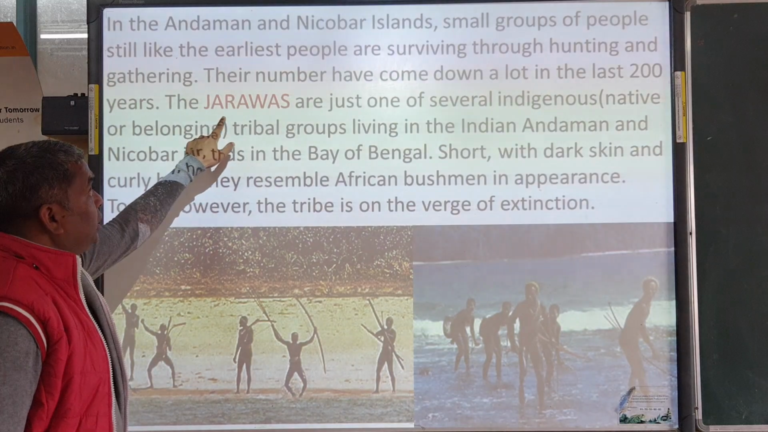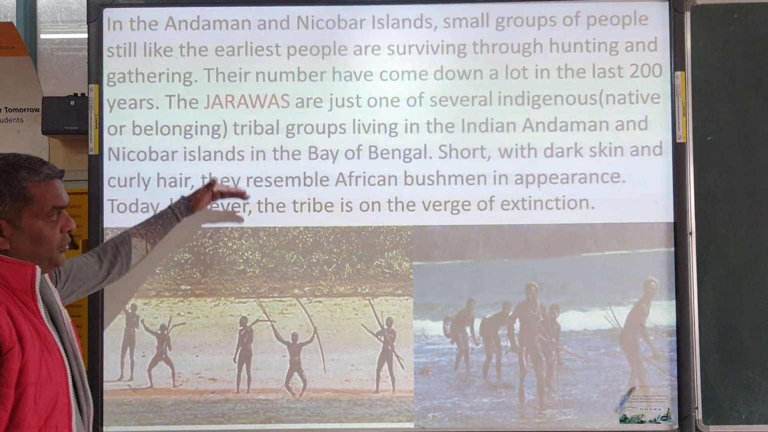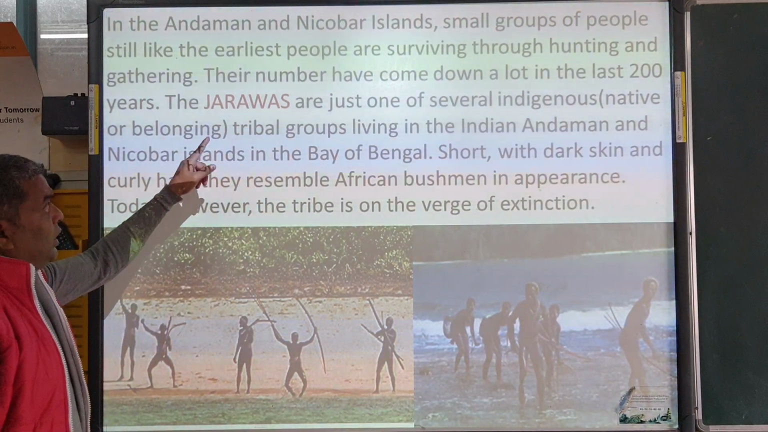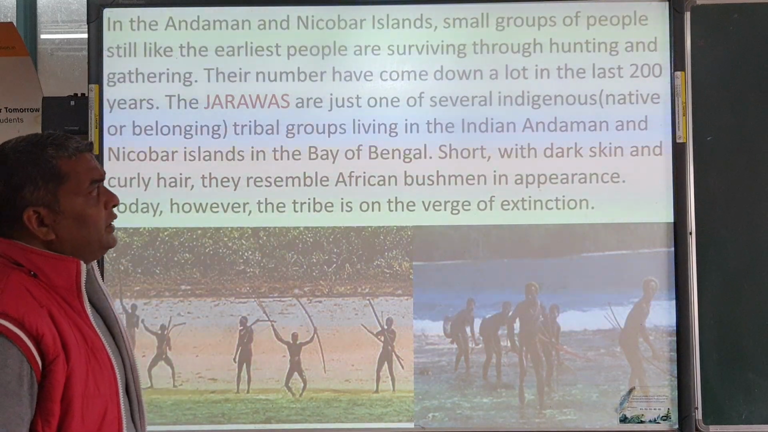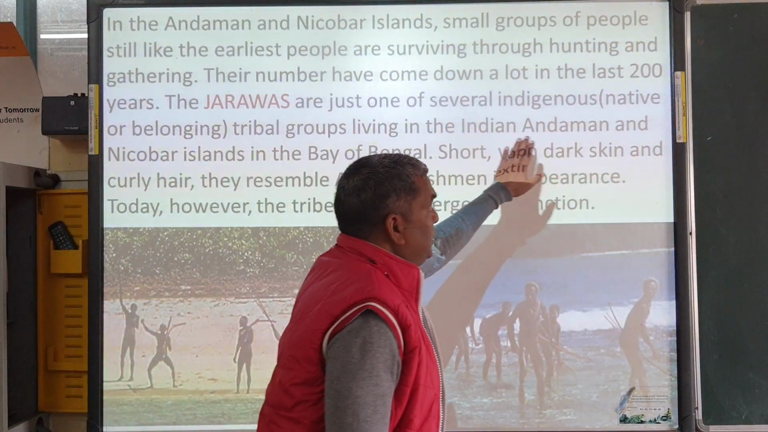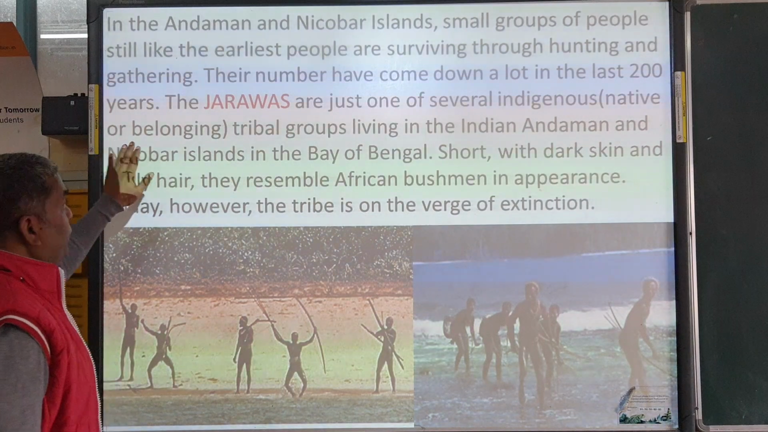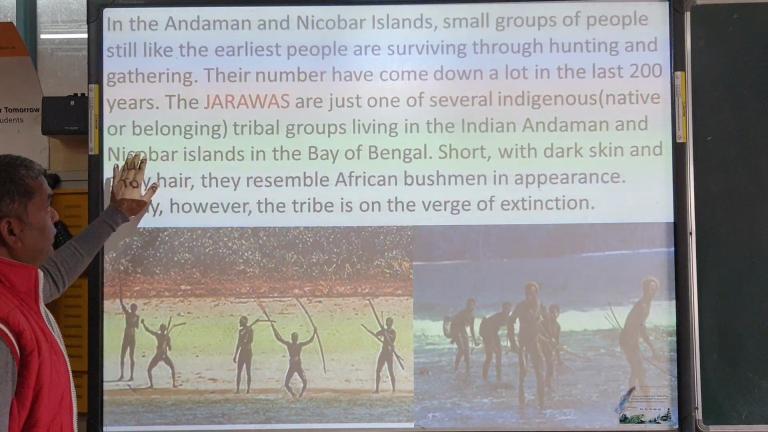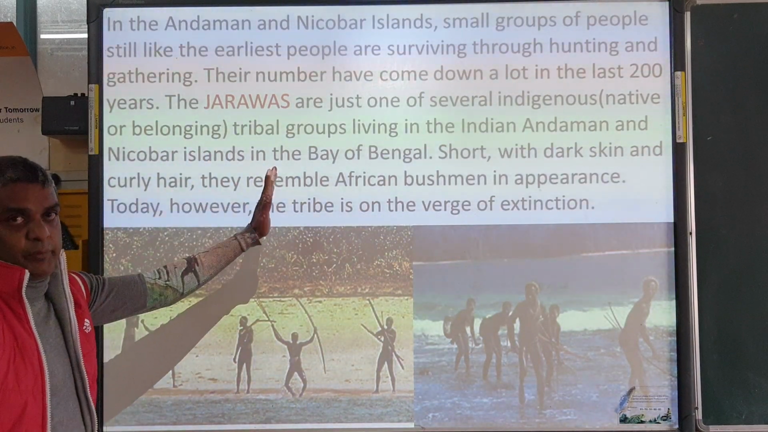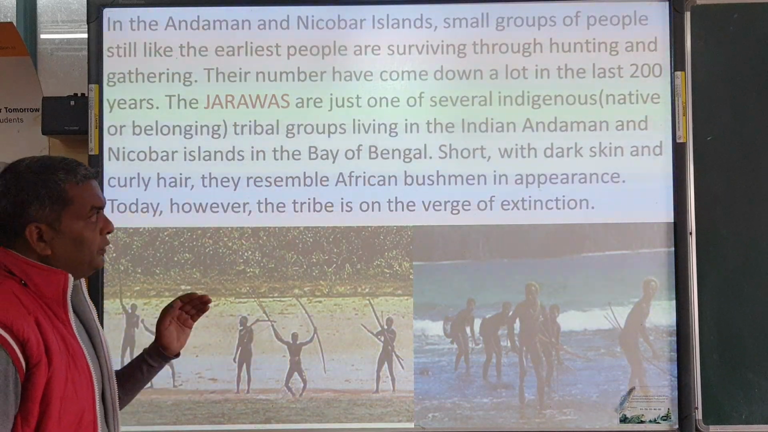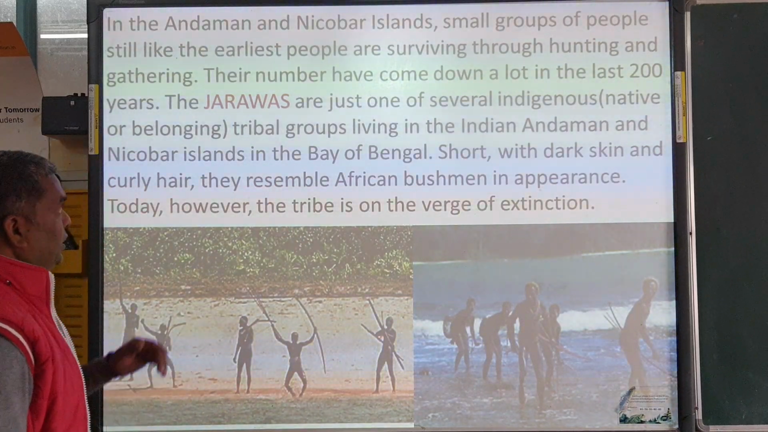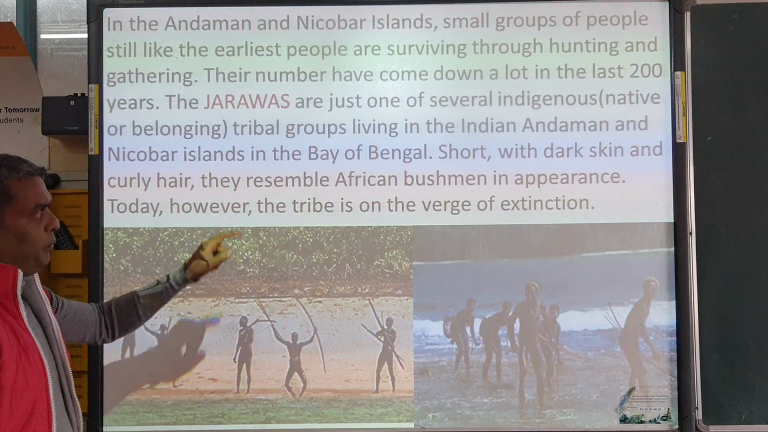Okay, what are they called? Jarawas, which is not there in the book. This is just information for you. They are one of the several indigenous peoples. What does indigenous mean? Native, or belonging to a certain tribe, a certain group. They live in the Andaman and Nicobar Islands in the Bay of Bengal.